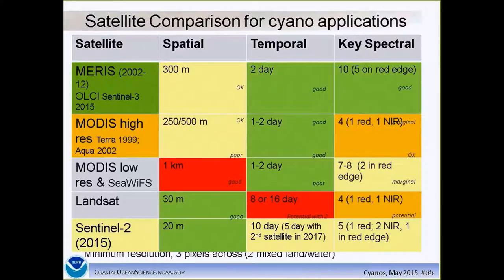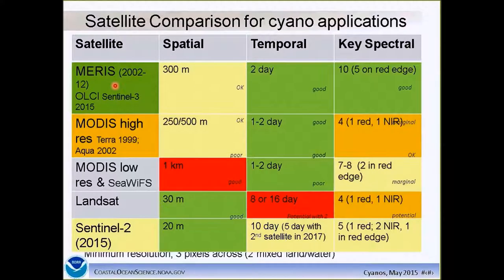Now, for satellites, this was asked before, the basic satellites that have been available are all listed here. The MERIS sensor, which we'll be talking about, OLCI, which will be its replacement going up later this year. There's MODIS, which is a low-resolution sensor, Landsat, a high-resolution one, and Sentinel-2, which is going up next month. And these are color-coded. I apologize to anyone who is red-green colorblind. I think I got them right. Anyway, green is very good, yellow is okay, orange is so-so, and red is not so good.